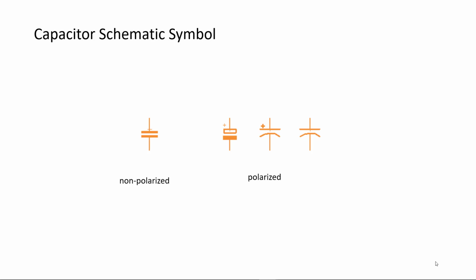The schematic symbol for a capacitor reflects the fact that a capacitor is made up of two plates separated by an insulator. However, the three capacitor symbols on the right are used for capacitors that are polarized. Note that two of the polarized capacitors clearly identify the anode or positive terminal, and that the curved plate represents the negative.